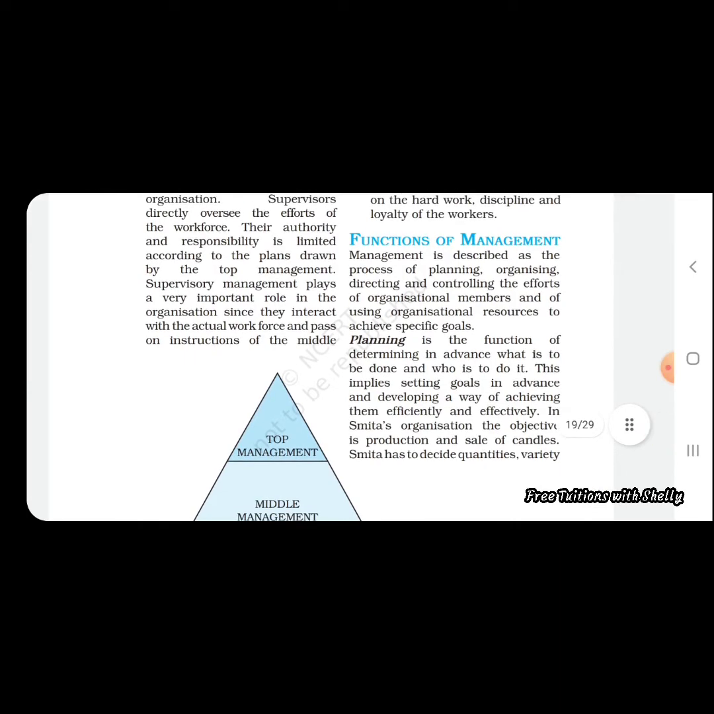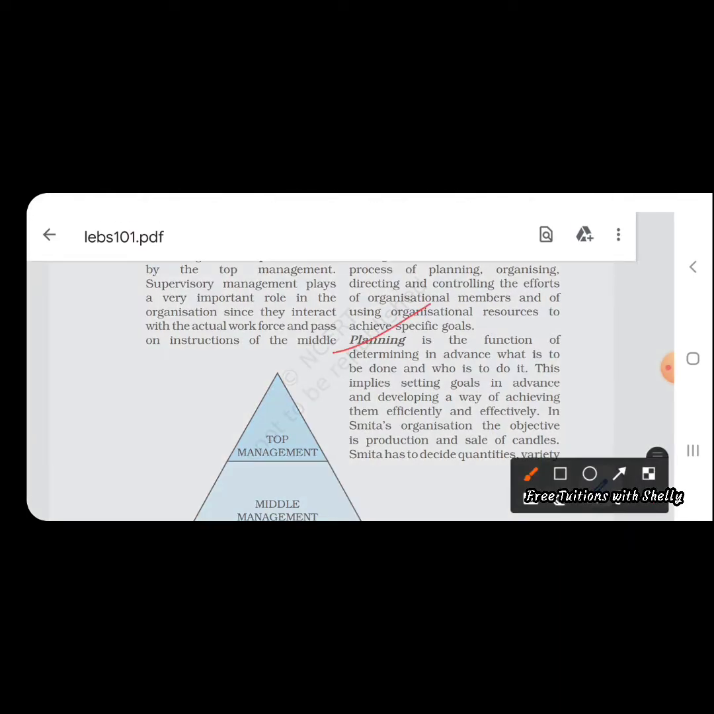The first one is planning. What do you mean by planning? Planning is determining in advance what you have to do. That is, you're planning in advance what all activities must take place inside an organization. But all this plan must lead to achieving the objectives in an effective and efficient manner.